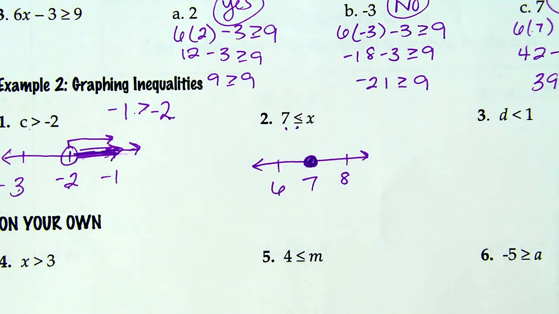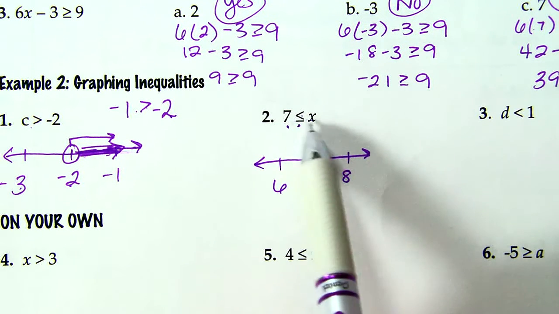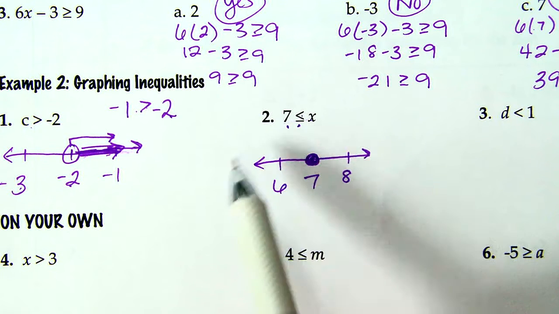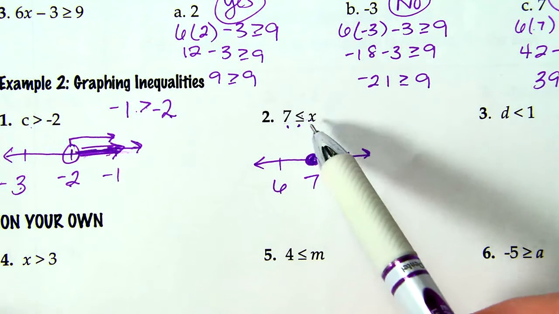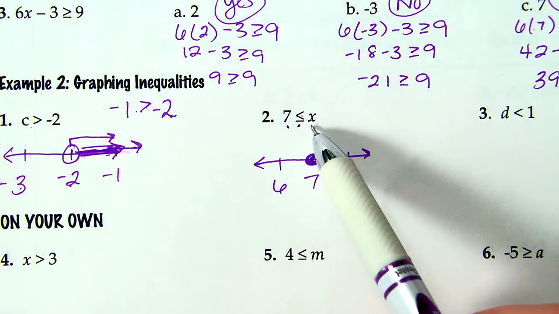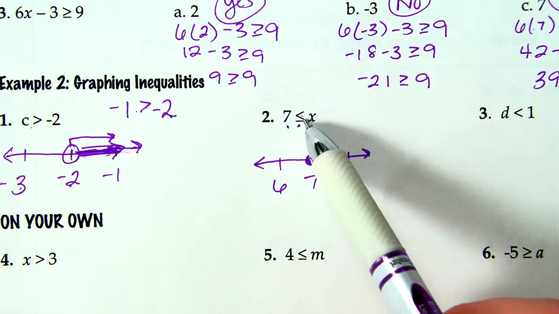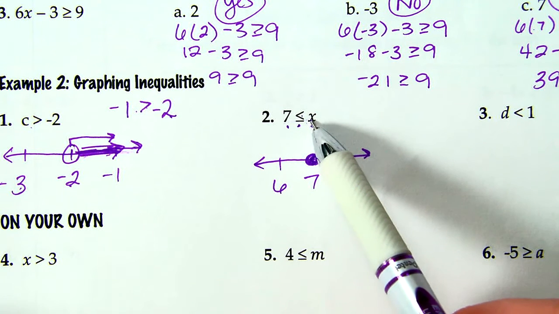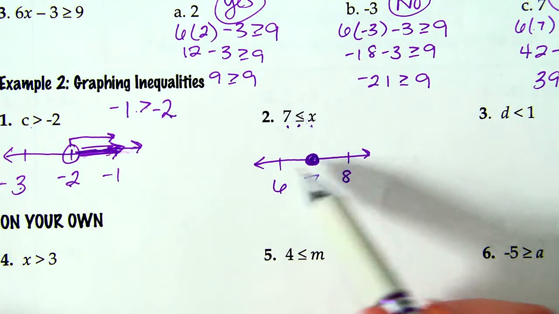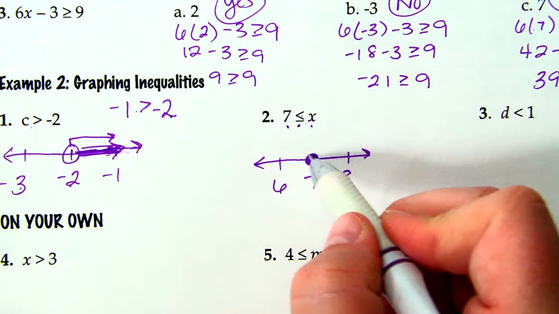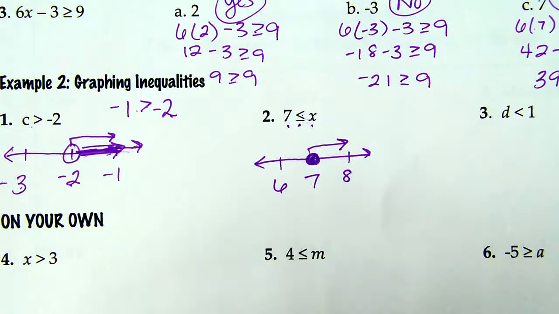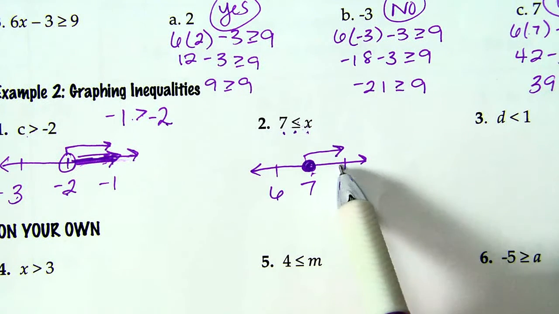And then when this is written backwards like this, it might be kind of hard to figure out which direction you're going to go. So always read from the x over. So x is greater than or equal to, because the big side is towards the x, 7. So which side is greater than 7? Would be the 8. So the solutions are at 7, 8, all the way up.